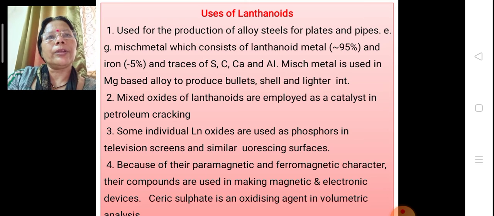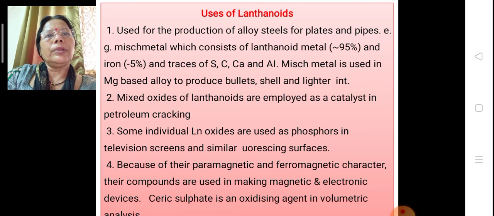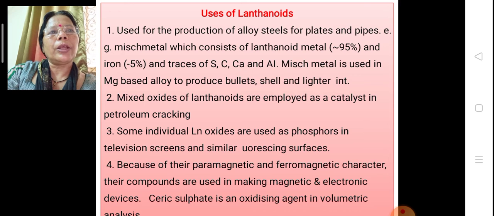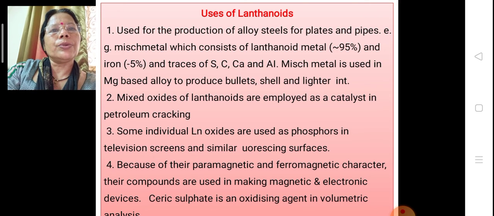Uses of lanthanoids. Lanthanides are used in the production of alloy steels for plates and pipes. For example, mixed metal, which consists of lanthanide metal 95% and iron 5% and traces of sulfur, carbon, calcium and aluminum. Mixed metal is used in magnesium-based alloys to produce bullets, shells and lighter flints.